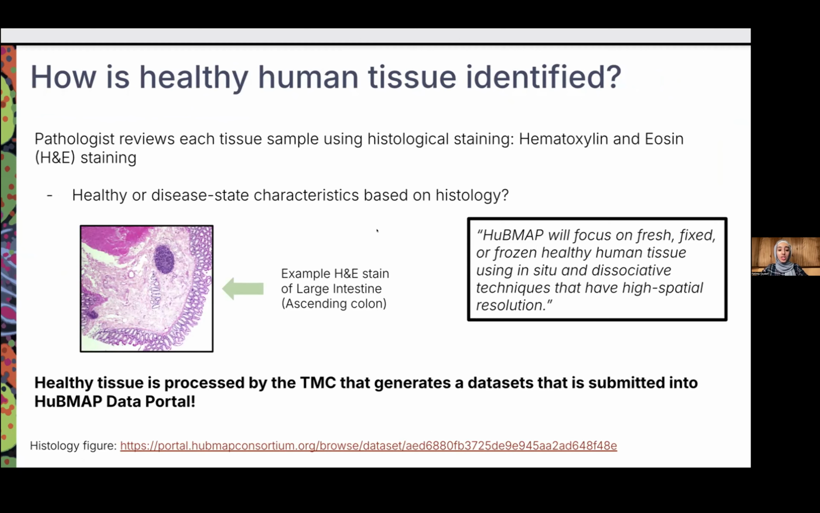So, a pathologist will review each tissue sample using a histological staining called hematoxylin and eosin staining. The pathologist will look at the staining and identify whether this tissue sample is healthy or not. If it is healthy, the tissue sample is sent to the TMC, and the TMC is a tissue mapping center. The tissue mapping center generates a data set that is submitted to the HuBMAP data portal using the information from the tissue sample.